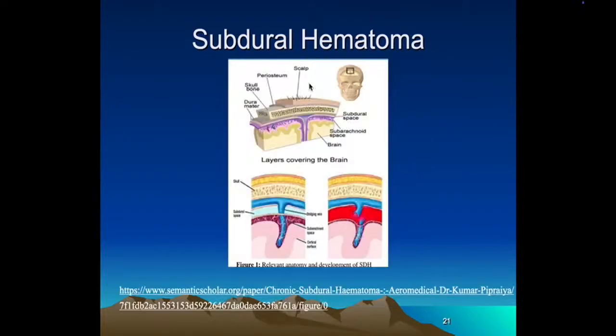And in this picture, I just wanted to illustrate the concept of these bridging veins, and when you lacerate them, they're bleeding. So in that lower right diagram, that's what's happening for subdural hematomas.